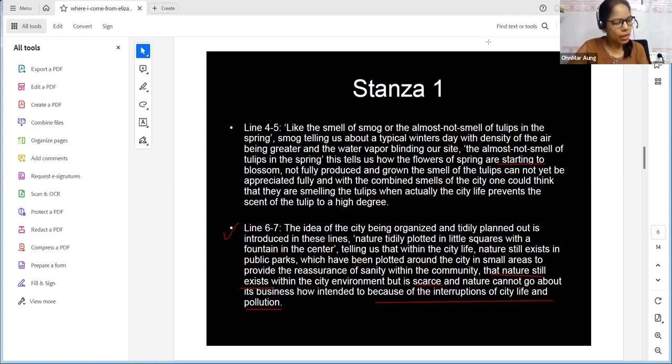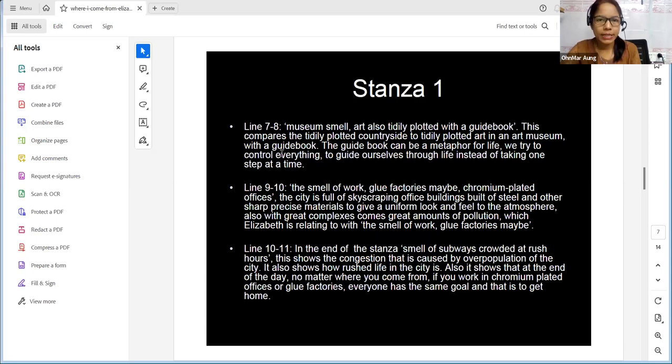Okay, up to in the center. So you could learn about the fountain there. There is a list of the things that you can see in the city. So the first stanza is not finished yet. 7, 8.